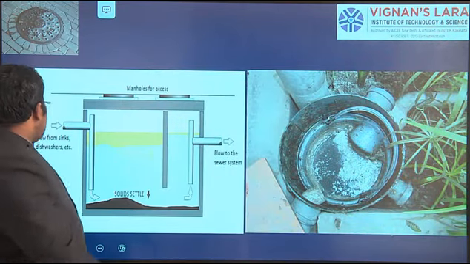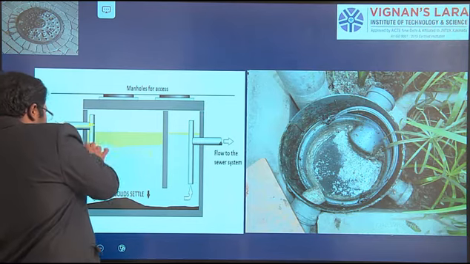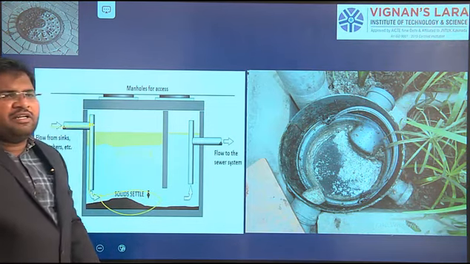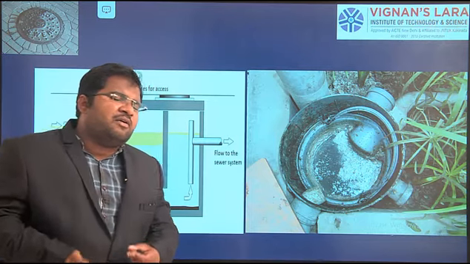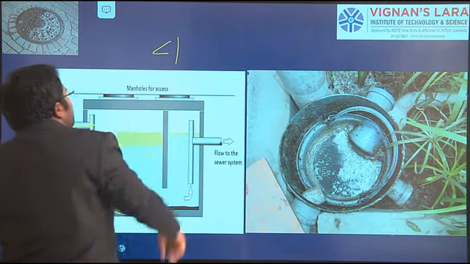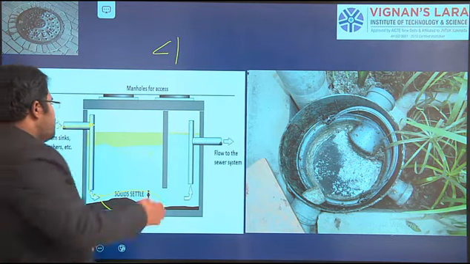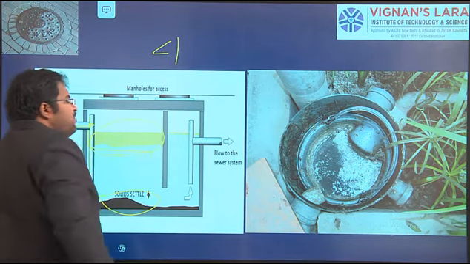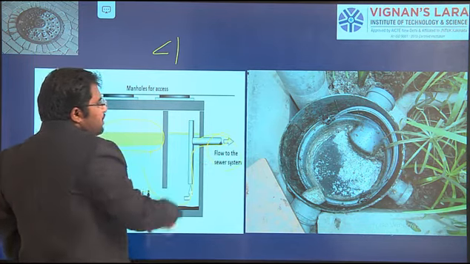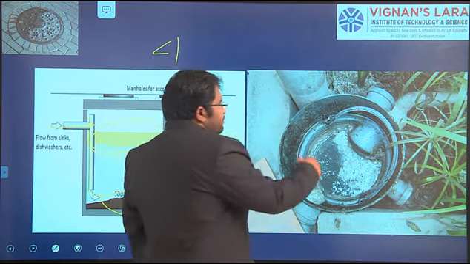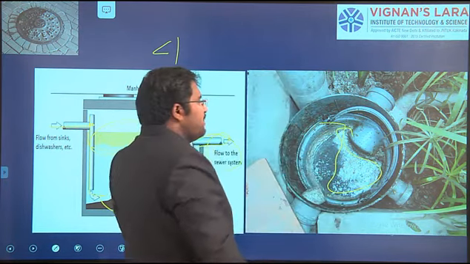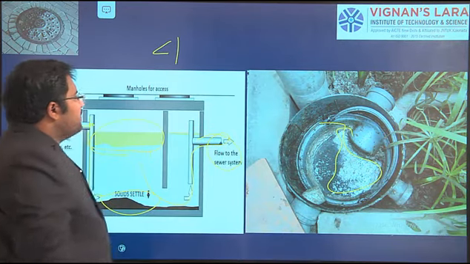Now you can see here, water comes in and the solids will settle due to the specific gravity difference. Oil and grease have a specific gravity less than 1, while water has 1. Because of that, grease and oil will float at the top, and clean water will be taken out from here. Here we can see the chamber provided, where this oil is floating over the water.